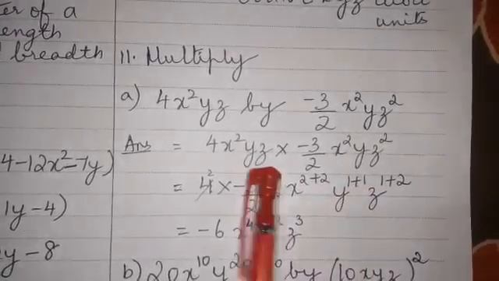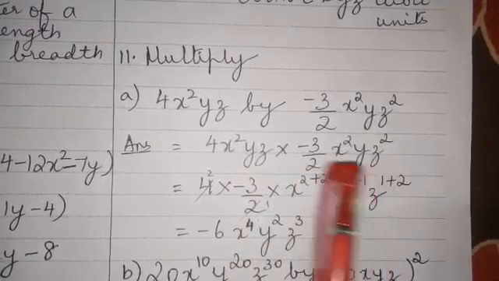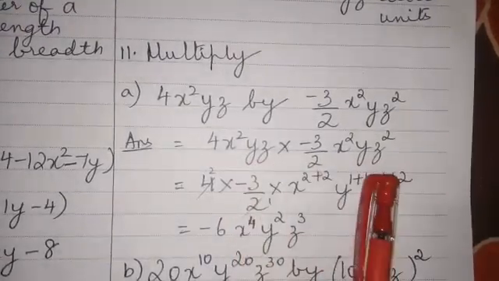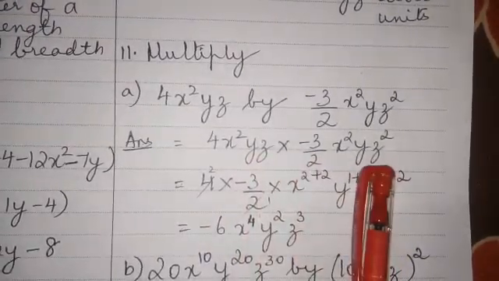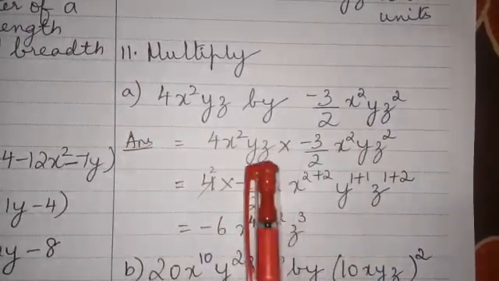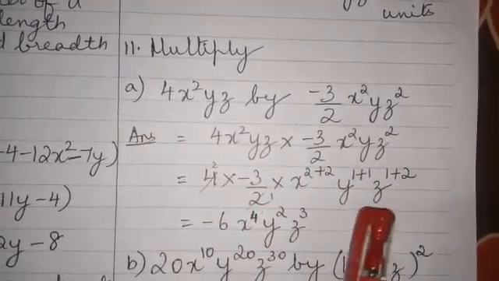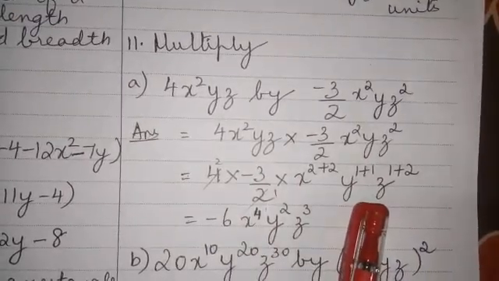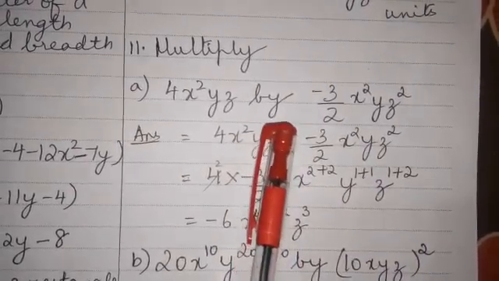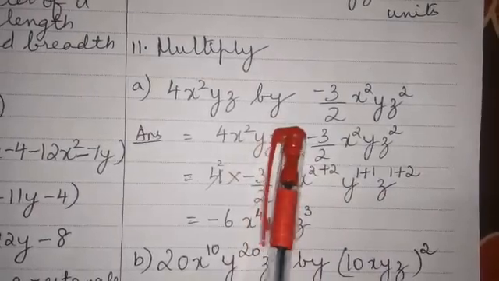Now let's multiply z and z². See, we will have to multiply z and z², which means z into z². So again, bases are same. It's multiplication. So we need to add the powers. So the base is z. Z here means z to the power 1. So 1 plus 2.